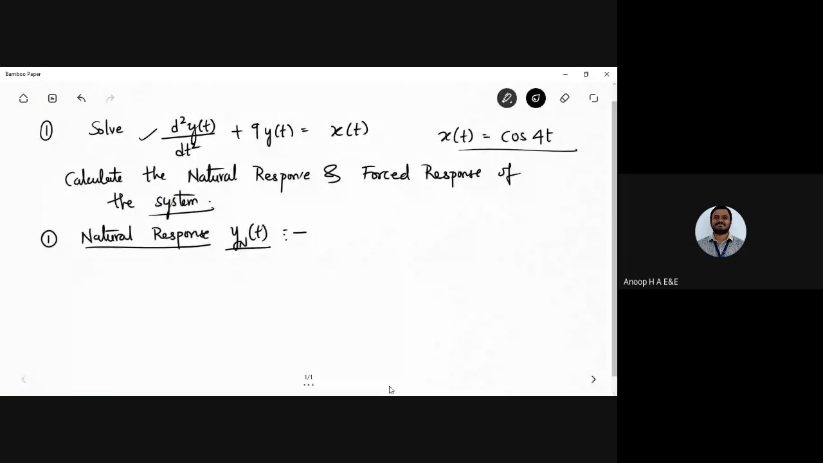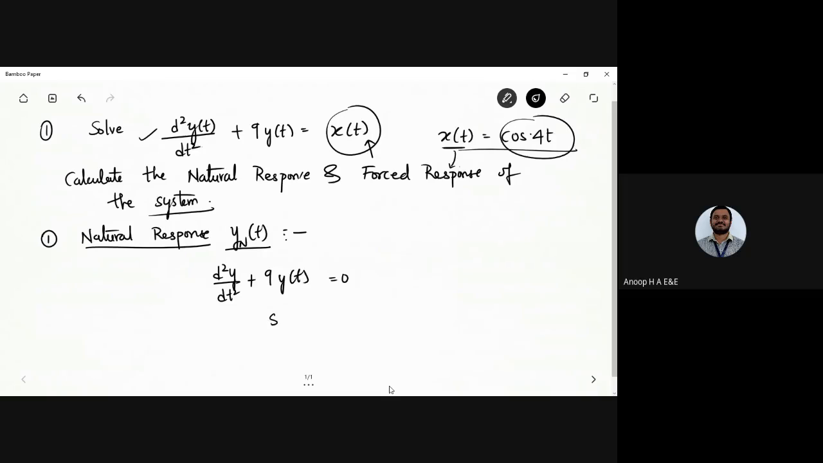That is quite easy once you have the input in terms of the sine function or the cosine function. So how are we going to calculate the natural response? d squared y by dt squared plus 9y of t. The natural response is to be found with the input being equal to 0, so there is no effect of the input. The forced response comes into the picture when you take the input into consideration. So I can equate it to 0.